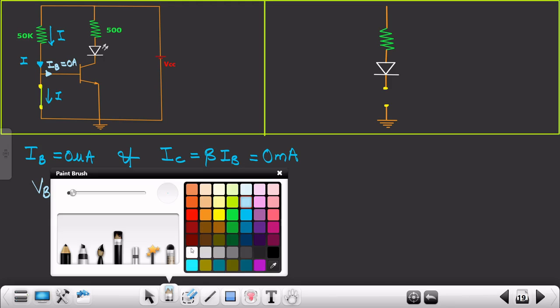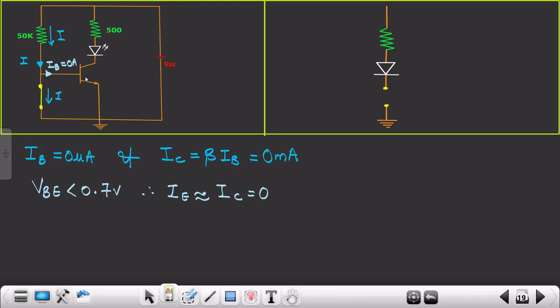Since your VBE is 0, that means input voltage is 0, so this transistor will act as an open switch. I hope you are getting my point. This is acting as if it is open circuited, so I will write over here, BJT acts as an open switch.